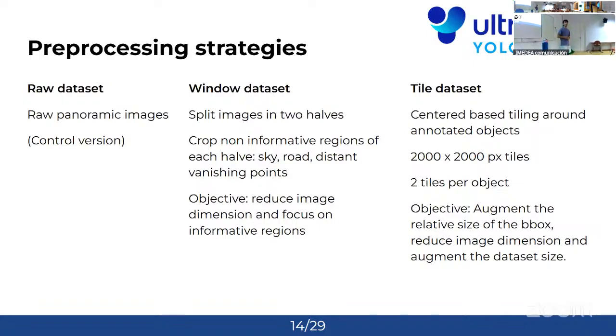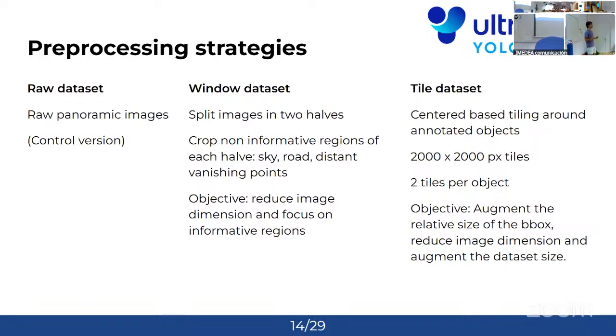First, we have the raw dataset, which is just a control version to see how it changed the other approaches. The window dataset, what we did is to split the image into halves and then crop non-informative regions, with the objective of reducing the image dimension. Then we did what I call the tile dataset, which is a centered-based tiling. We crop a square part of the image where we had annotated objects. That way, we reduce the image dimension.